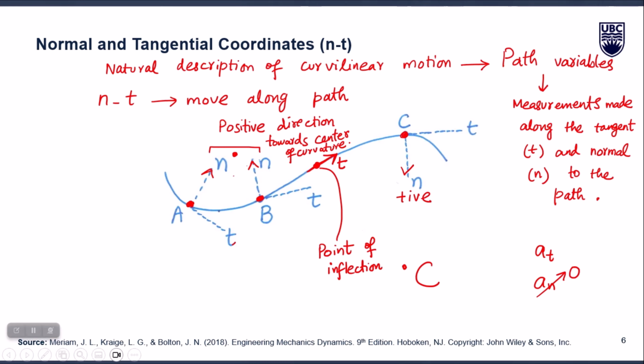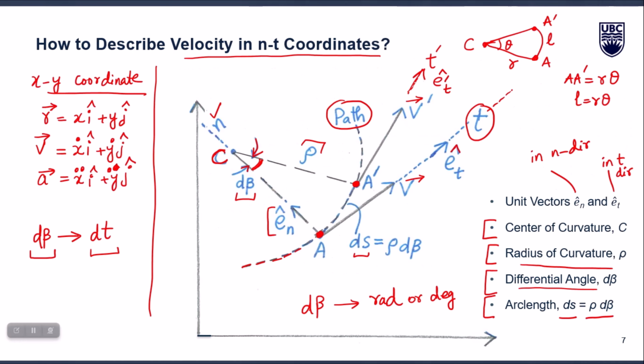So in the last session we discussed the normal and tangential coordinates, and how we can describe a curvilinear motion using a set of n-t coordinates. The normal axis is perpendicular to the tangential axis, which at different time instants is tangent to the path of the particle, right? After the introduction, we discussed how we can determine the velocity and acceleration in this coordinate system.